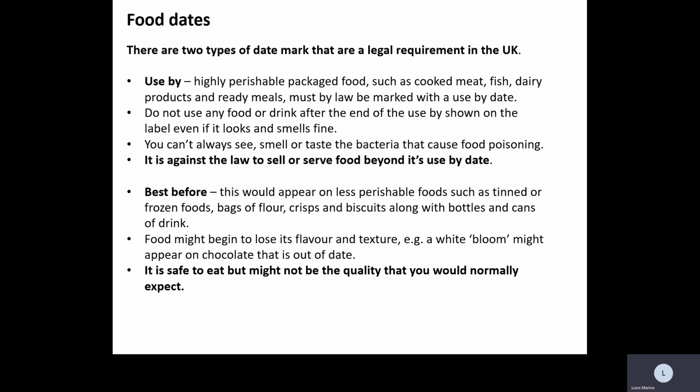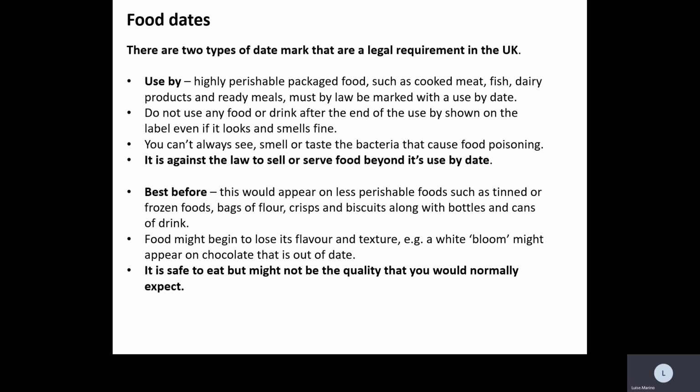So in terms of food dates, there are two date marks that are legal requirements in the UK. So there's use by. So this is important. You shouldn't use food after the use by date. It's highly perishable food, packaged food such as cooked meat, fish, dairy products and ready meals. They must by law be marked with the use by date. So we shouldn't use any food or drink after the date that is shown on the label, even if it looks and smells fine, because you can't always see, smell or taste the bacteria that cause food poisoning. So it's very important to note it's against the law to sell or serve food beyond its use by date.